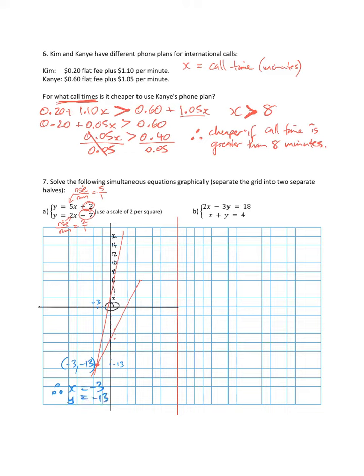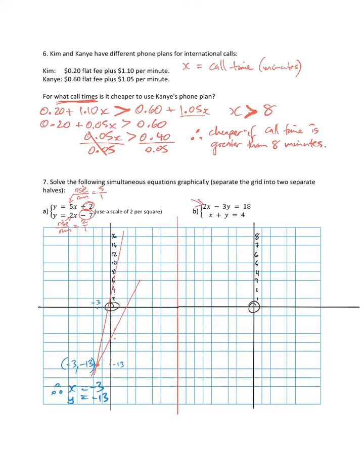Alright, the next one, continue the axis over in black. Alright. This one doesn't say use a scale of 2 per square, so it's just 1, 2, 3, 4, 5, 6, 7, 8, etc. So these are in general form.